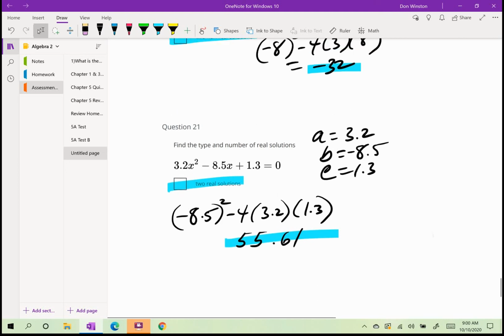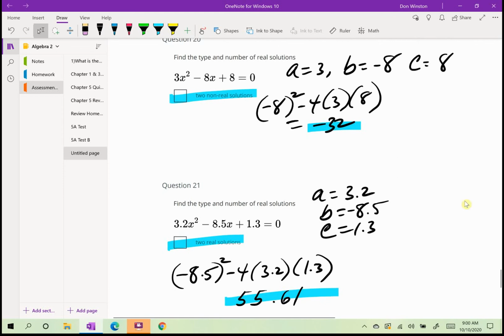All right, so that's it for your practice test. Your actual test will be very similar. Same type of problems, just change the numbers.